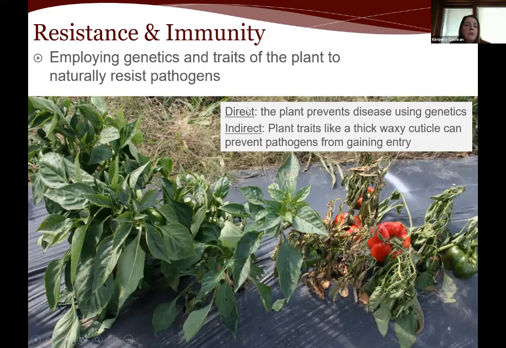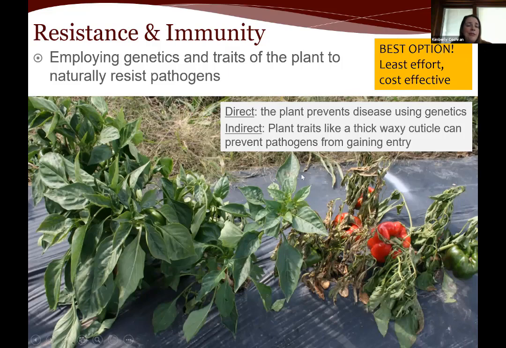So we have, again, two types of resistance, direct and indirect. Though 90% of the time or more when you hear someone talking about, oh, this variety of plant is resistant to, in this case, Phytophthora blight, they're referring to direct resistance. Again, it's your best option.